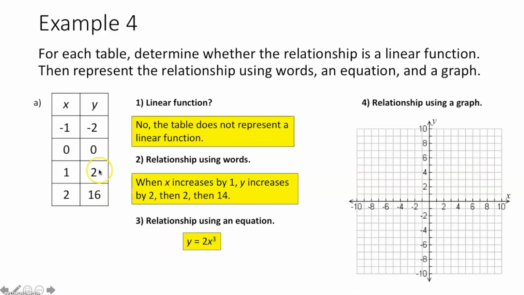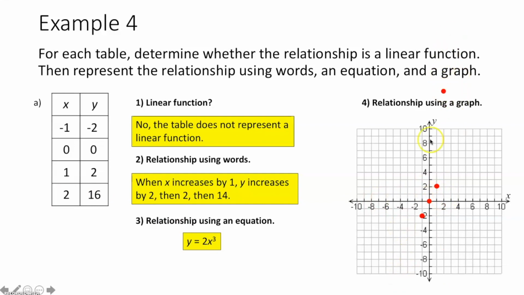Now what we can do is we can graph each of these points. So -1, -2, we go over -1 on our x-axis, down -2 on our y-axis, put a point. 0, 0, that's our origin, we put a point there. And then 1, 2, we go over 1 on our x-axis, up 2 on our y-axis, put a point. And then 2, 16, we go over 2 and then up 16 somewhere.